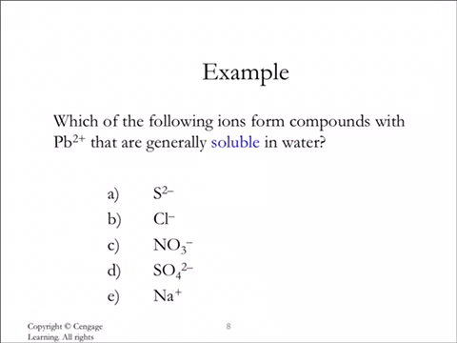So this is a nice sample question. Which of the following ions form compounds with lead-2 that are generally soluble in water? The answer there is going to be C, the nitrate ion, because all nitrate ions form soluble compounds. Now, sodium ion, that's a group 1 metal, that's a soluble ion, but sodium is never going to form a compound with lead because they're both positively charged.